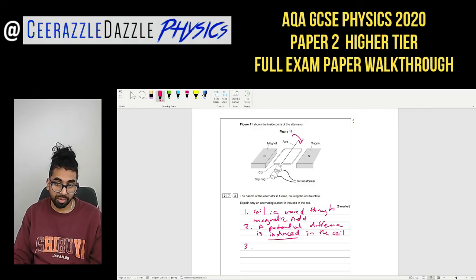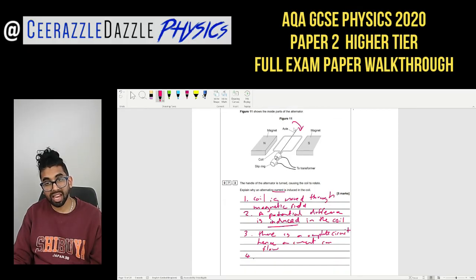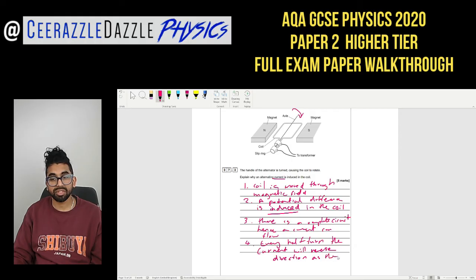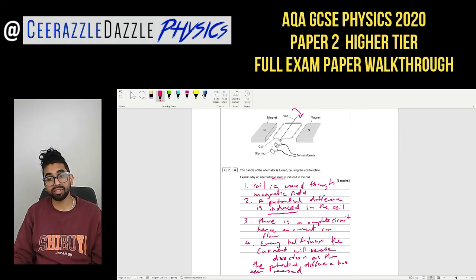Okay, the next point is quite difficult because you can't see it in here, but why would you get a current and not just a potential difference? It is because it must be a complete circuit. So you have to say that there is a complete circuit, hence a current can flow. Excellent stuff. And then number 4, don't forget, is that every half turn the current will reverse direction. Right now it's going one way, then as it goes the opposite way it will swap direction here as the potential difference has been reversed. That's the 5th point, the potential difference has been reversed as well.